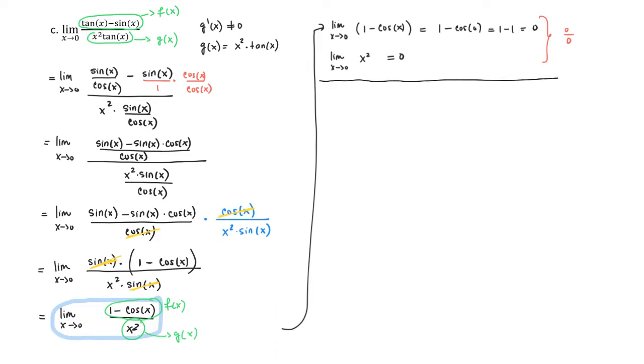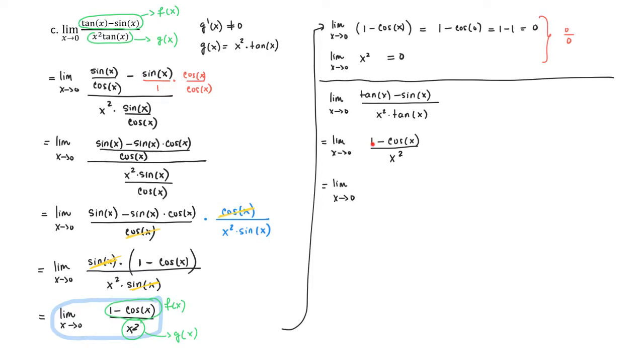So we know then, I'm going to start from the very beginning. The original limit that I was given was the limit as x approaches 0 of the tangent of x minus the sine of x divided by x squared times the tangent of x. That we re-expressed as the limit as x goes to 0 of 1 minus cosine of x divided by x squared. And now applying L'Hopital's rule, this will be equal to the limit as x approaches 0.